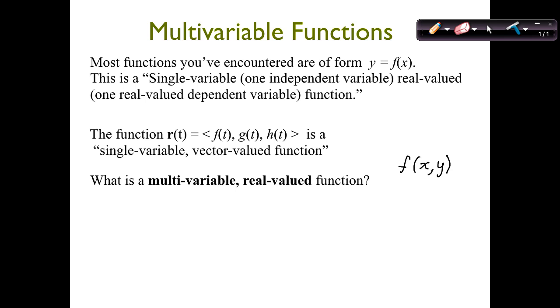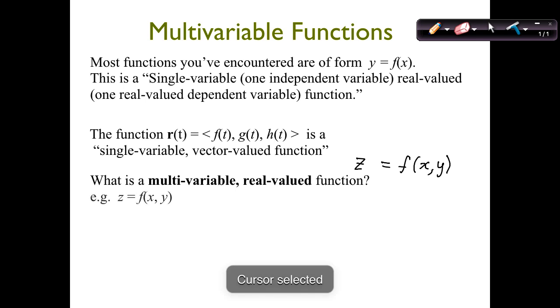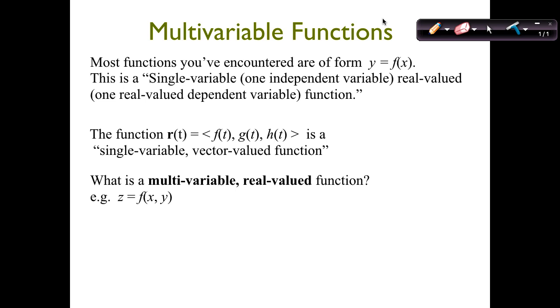And then what comes out of that? A vector or a value? Just a real value. And so our most basic multivariable real valued function will be z is a function of x and y. But w could be a function of x, y, and z. That would also be multivariable real valued. But we're going to start with the most basic kind of these, which is z as a function of x and y.